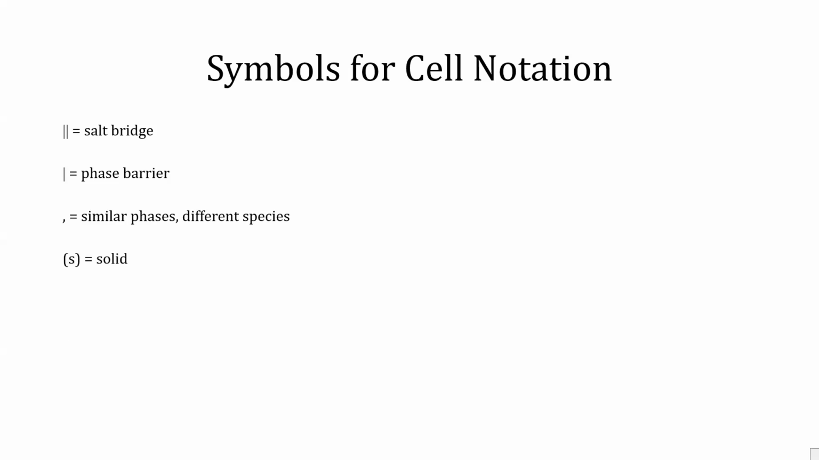An S in parentheses means the substance was a solid in the system. An L in parentheses means the substance was a liquid in the system. A G in parentheses means the substance was a gas in the system. And an AQ in parentheses means the substance was in aqueous solution in the system.